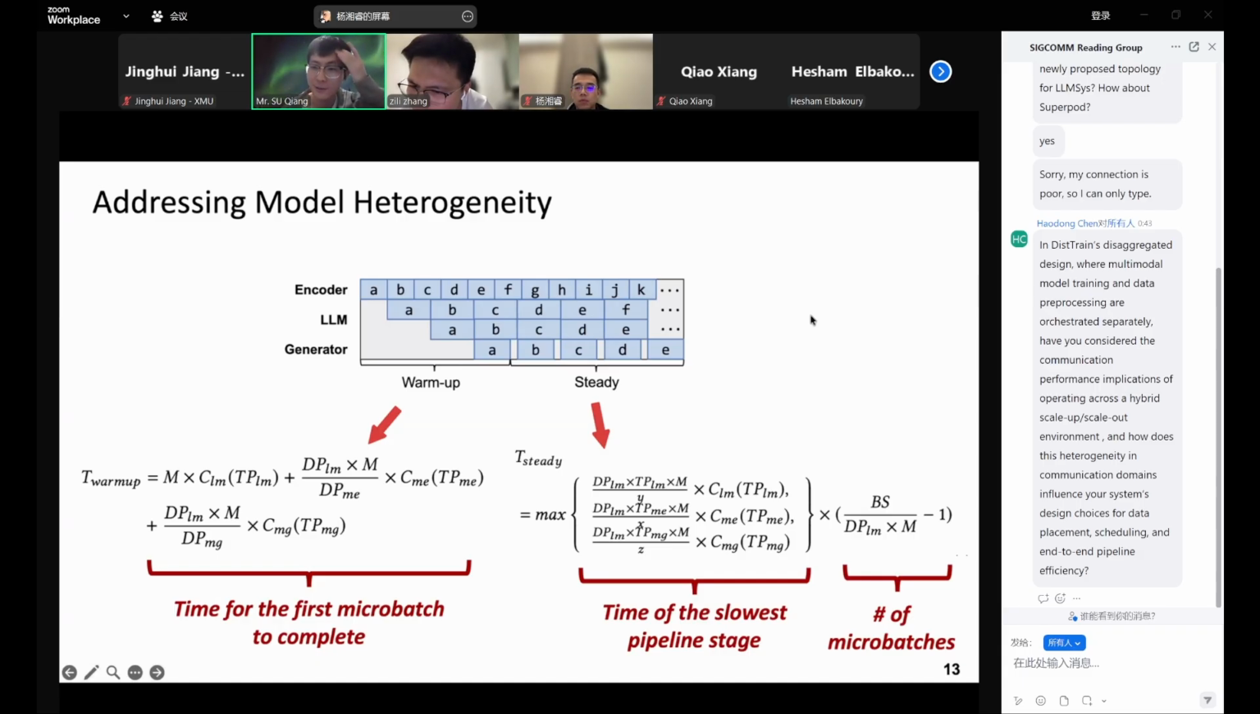Okay, so there is another question from the chat box. Let me read it. In DistTrain's disaggregated design, where multimodal model training and data processing are orchestrated separately, have you considered the communication performance implications of operating across a hybrid scale-up and scale-out environment? And how does this heterogeneity in communication domains influence your system's design choices for data placement, scheduling, and end-to-end pipeline efficiency?